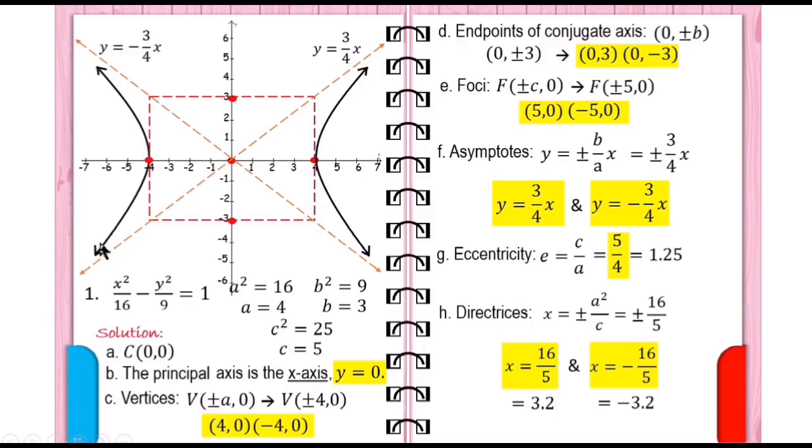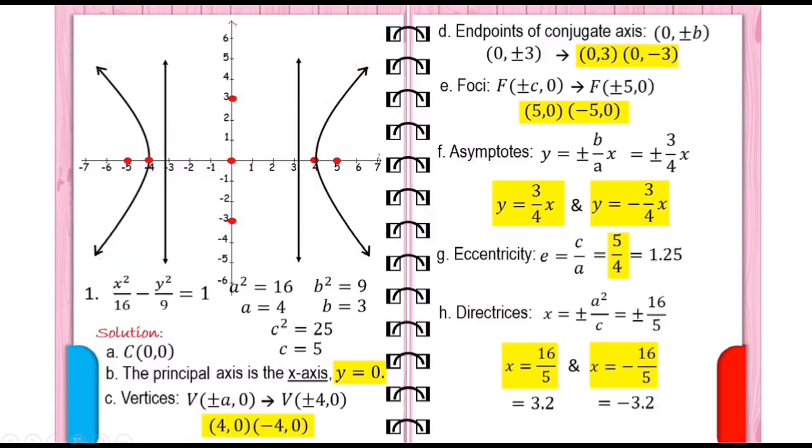Bear in mind that the hyperbola will never cross the asymptotes. The graph just gets closer and closer to them, but never actually touches them. The foci are (5, 0) and (-5, 0). And the directrices are x = 16/5 or 3.2 and x = -16/5 or -3.2. And we now have the graph of the hyperbola x squared over 16 minus y squared over 9 equals 1.